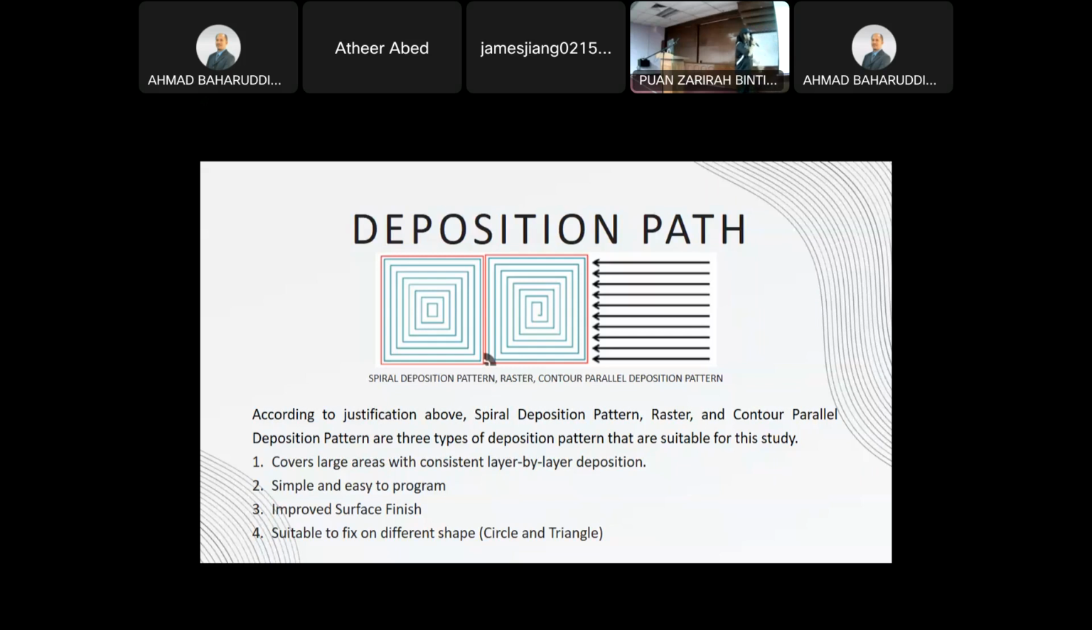So this is a deposition type which covers large areas and has persistent layer-by-layer deposition. It is the easiest and simplest to program the code, and the surface finish, which is the profile, is also good in terms of that. It can also be fitted into different types of shapes: rectangular, circle, and also triangle.